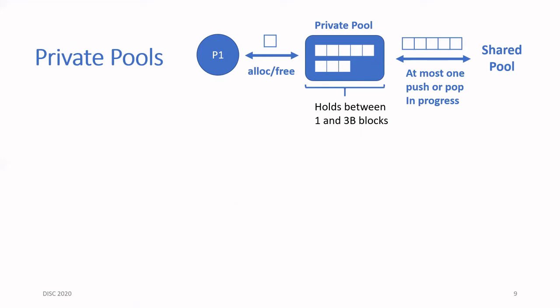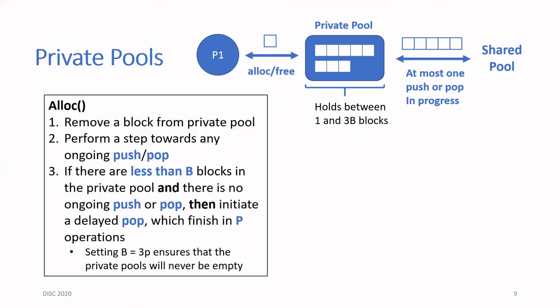Each process will maintain between 1 and 3B blocks in its private pool, and a process may also have either an ongoing push or pop operation from the shared pool. An allocate begins by removing a block from the private pool, and if there is an ongoing push or pop, then it performs one step towards that operation. If there is no ongoing push or pop, and the number of blocks in the private pool drops below B, then the alloc operation invokes the pop operation from the shared pool. The pop will complete after P calls to either alloc or free, so we need to make sure that the private pool has enough blocks to handle all the allocate operations while it waits for the pop to complete.